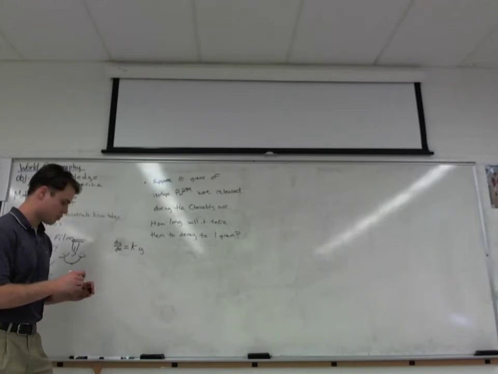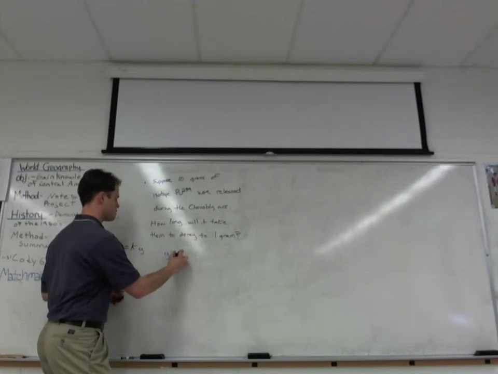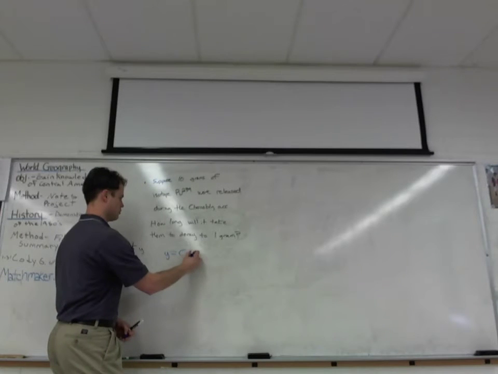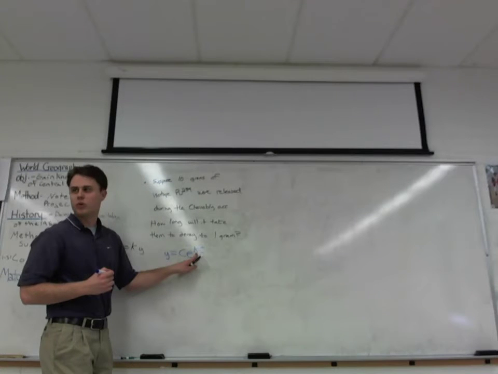So, I'm not going to go through that process again and solve this. It's the same thing. What's the solution? The solution is y equals C e to the k t. This we called the decay or growth rate before, right?